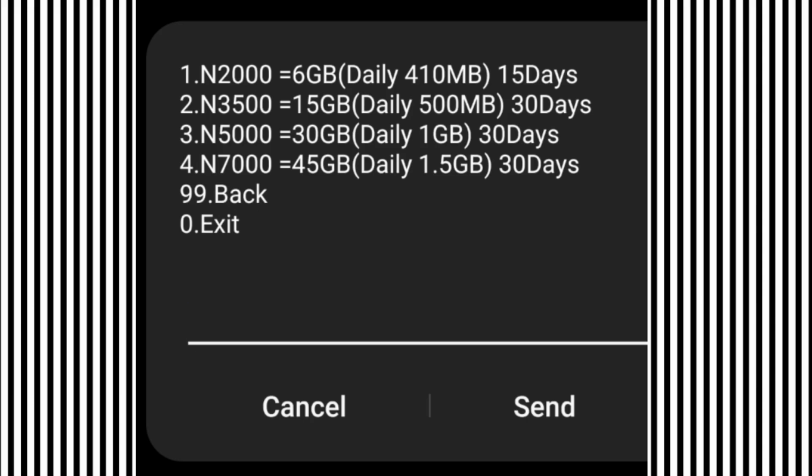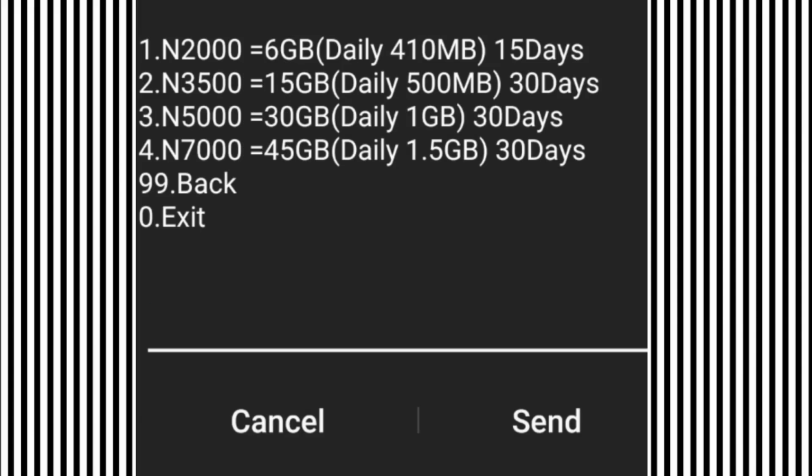Over here you can buy the one for 7,000, you can buy the one for 5,000, even as low as 2,000. So it means every day there's a particular amount of data they give you. And the good thing about Glow is they stated the amount of data you'll be getting every day right here. If you go for the one for 2,000, every day you are getting 410 MB. In total, you'll be getting 6 gig and it will last you 15 days. If you go for the one for 3,500, every day you are getting 500 MB, lasting 30 days, and in total you are getting 15 gig.